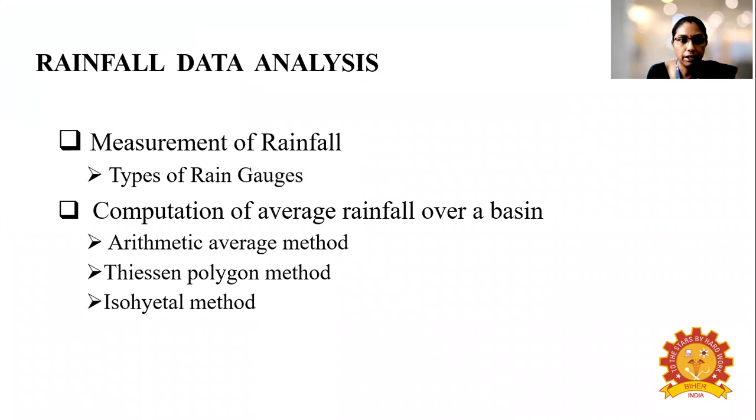Under rainfall data analysis, we are going to see the following topics like measurement of rainfall. Under measurement of rainfall, we will be discussing the various types of rain gauges used to measure the rainfall. And the second topic, calculation or computation of average rainfall over a basin using various methods like arithmetic average method, Thiessen polygon method, and isohyetal method.